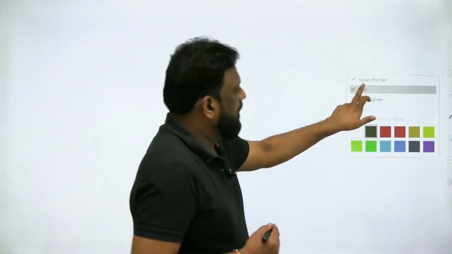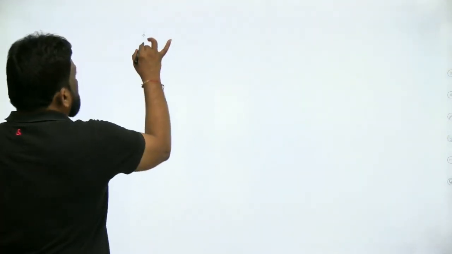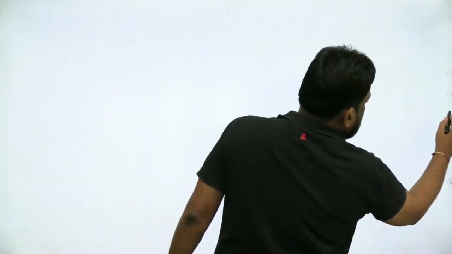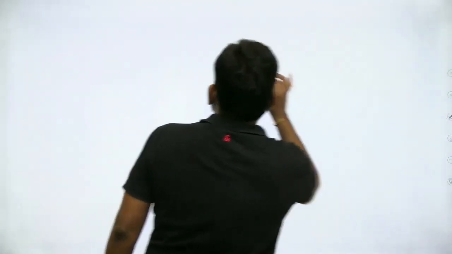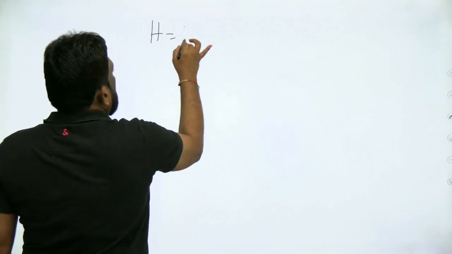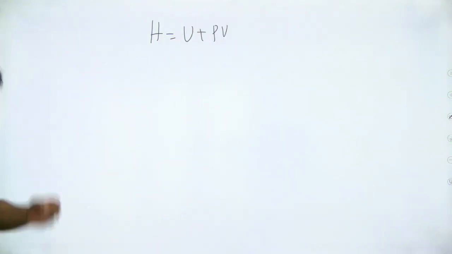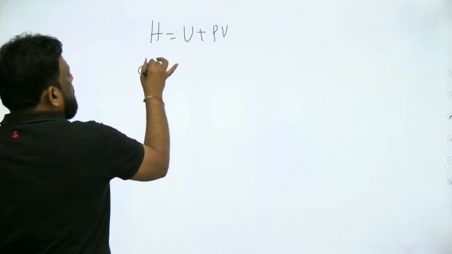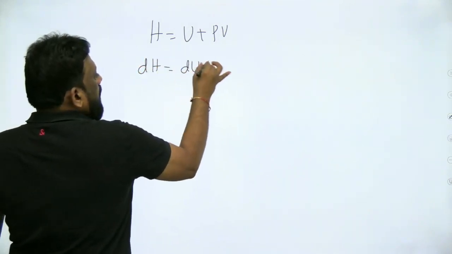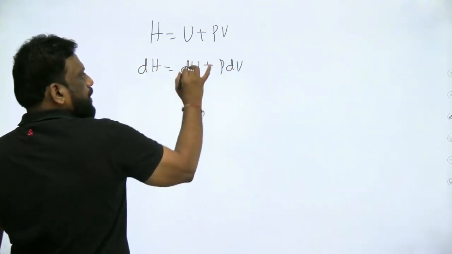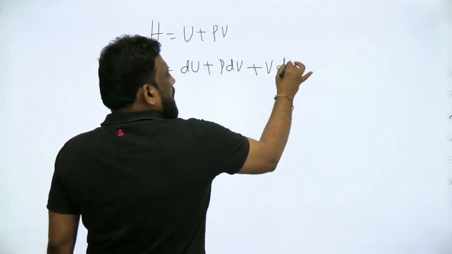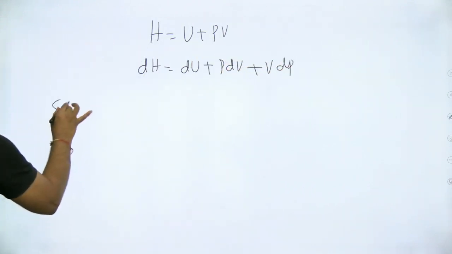Look at my dear students. You know that H is equal to U plus PV, exactly. Now dH is equal to dU plus PdV, differentiate this: dU plus PdV plus VdP. Let us take solids.